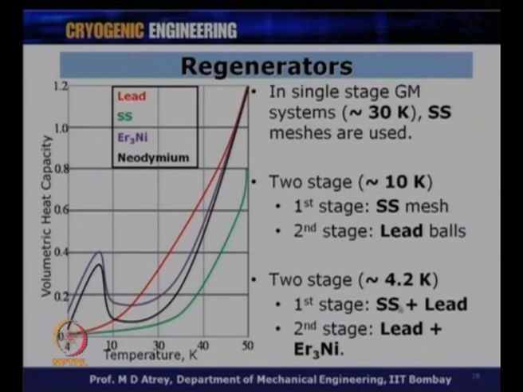And this is very important, that how much stainless steel should be there, how much lead should be there, how much lead and erbium 3 nickel should be there. These are very important design aspects of a regenerator, and a lot of computational fluid dynamics is normally used to understand how this regenerator would play a role in determining the lowest temperature that could be generated by these cryocoolers.